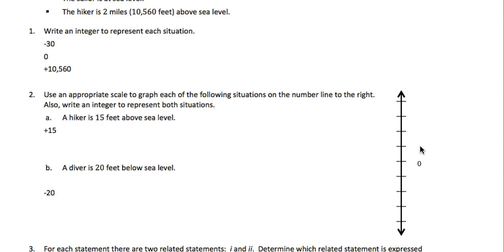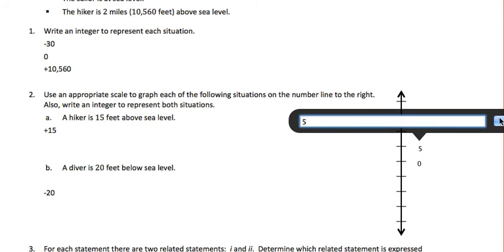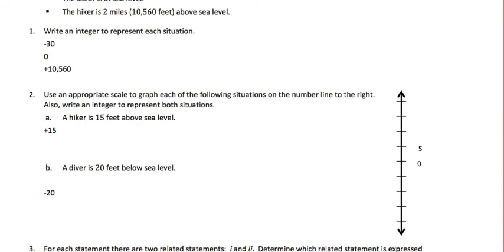So then let's number the number line first of all. 5. And then once we have our number line labeled with equal intervals, remember they have to be equal, then we can plot each of these numbers on the number line. And as a review, our hiker is at 15 feet above sea level, or positive 15, and our diver is at negative 20, or 20 feet below sea level.